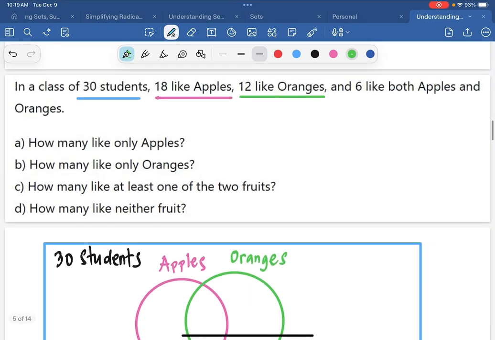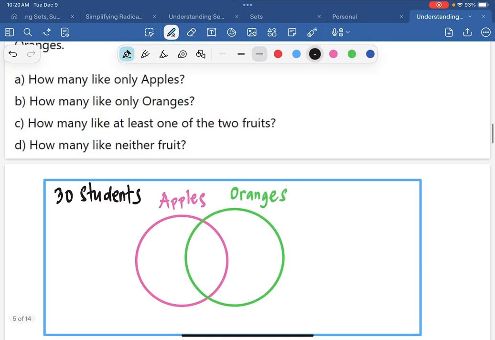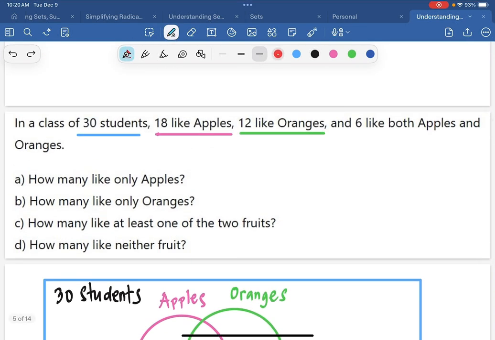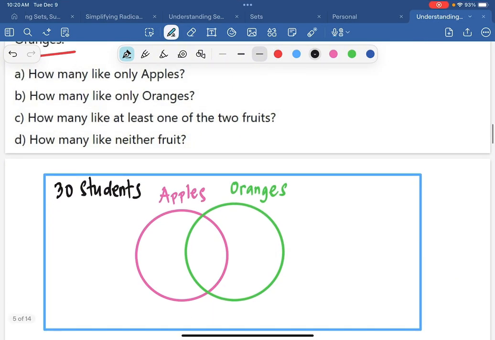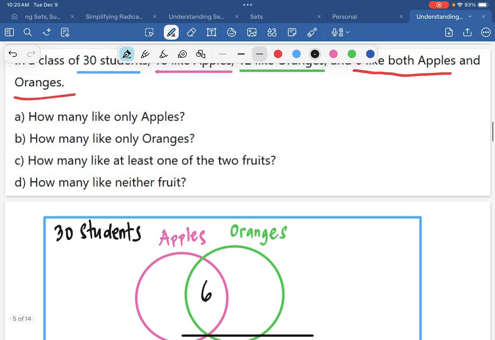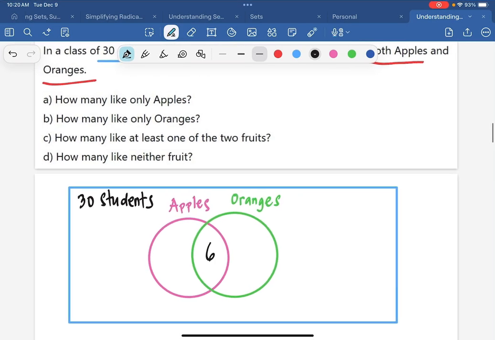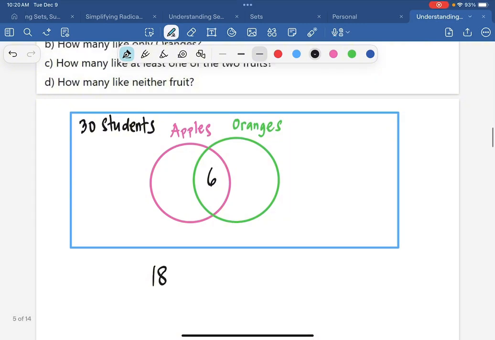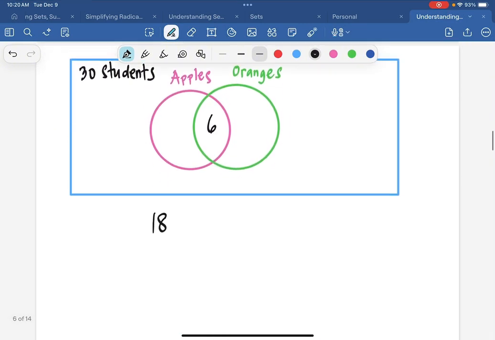Now, for us to be guided on what to write here and here, we go over first with the common elements or the intersection of both. So our first guide would be here, the 6 like both apples and oranges. So that means 6 would be here. Now remember that how many apples are there? There are 18 apples. And for oranges, there are 12.